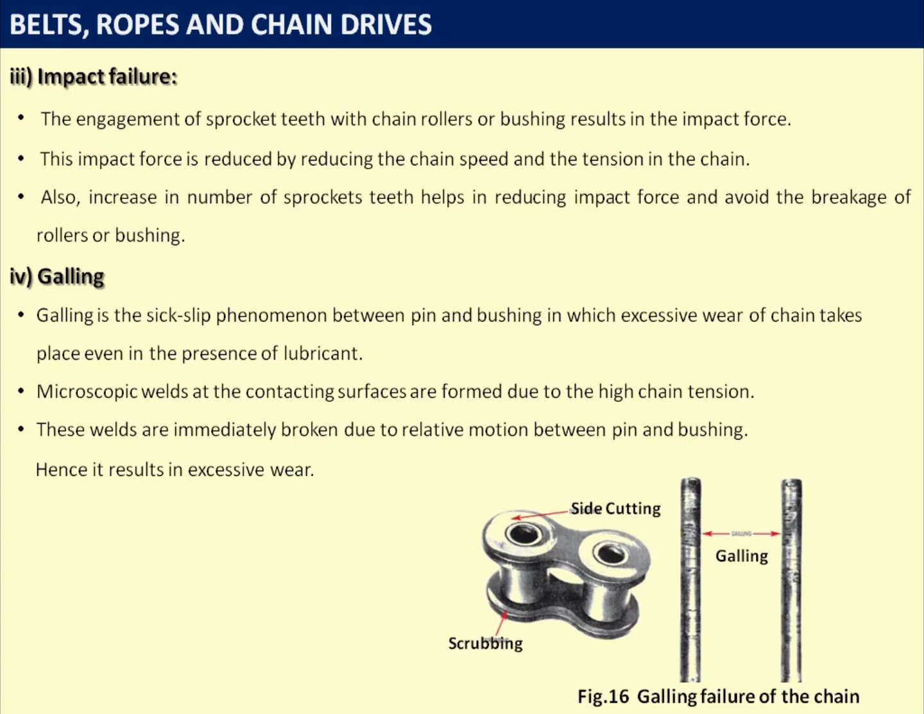Stick and slip phenomenon is nothing but, while moving the chain over the sprocket, at a moment it appears that it is stuck to the surface of the teeth of the sprocket, and at some point we find that it slips or runs faster than its usual speed. So this continuous sticking and slipping is nothing but the stick and slip phenomenon between the pin and bushing, which in turn is called galling.